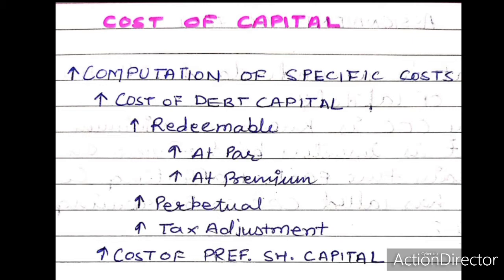The computation procedure of a specific cost is explained as follows. First, we will understand cost of debt capital. Generally, debt may be in the form of debentures, bonds, term loans from financial institutions, and banks. The debt carries a fixed rate of interest payable to them irrespective of the profitability of the company.